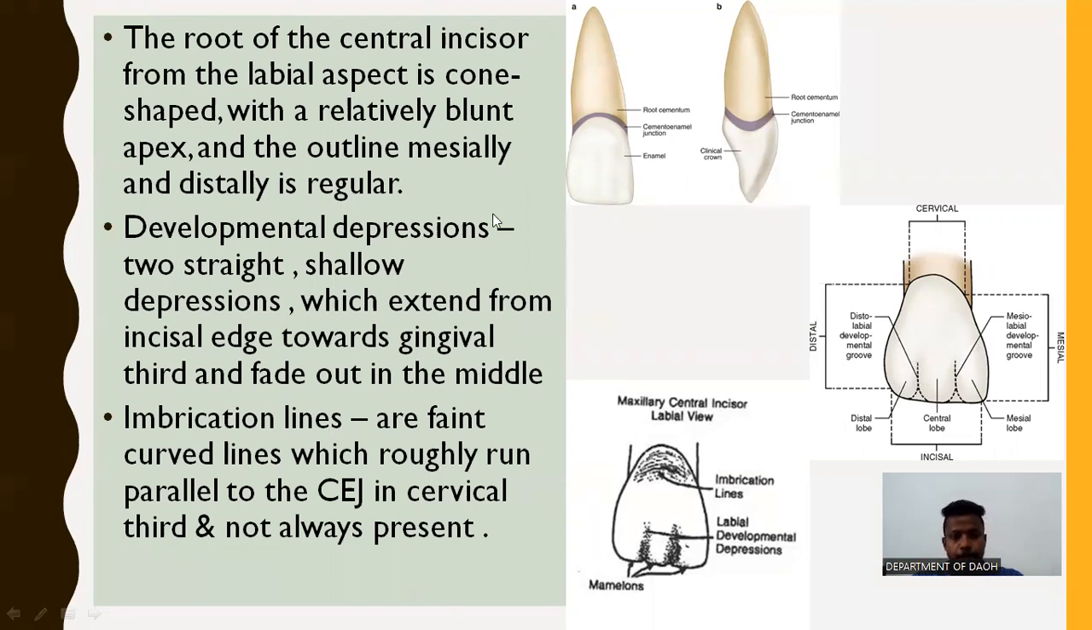You can also see imbrication lines. They are faint curved lines which roughly run parallel to the cemento-enamel junction in the cervical third and are not always present. So these are called imbrication lines. They are faint curved lines which follow the CEJ. CEJ is the cemento-enamel junction of the tooth. You can also see labial developmental grooves and the mamelons. These are the mamelons. Okay.